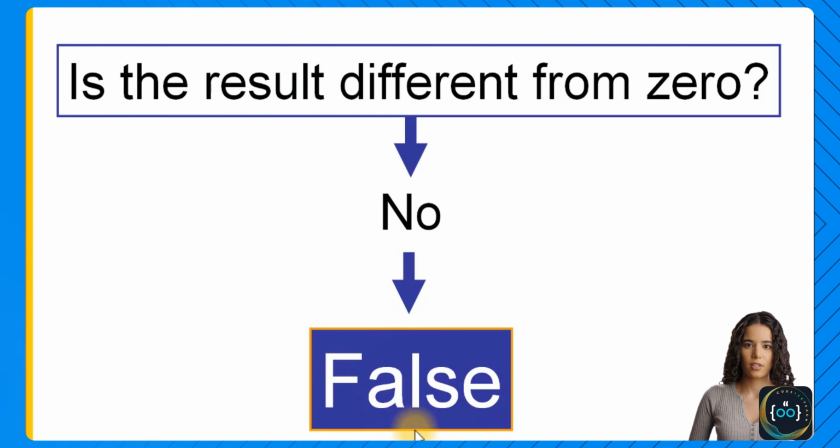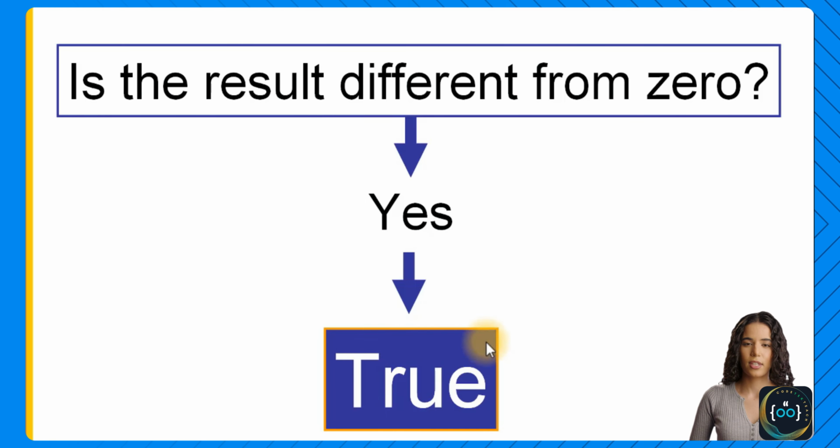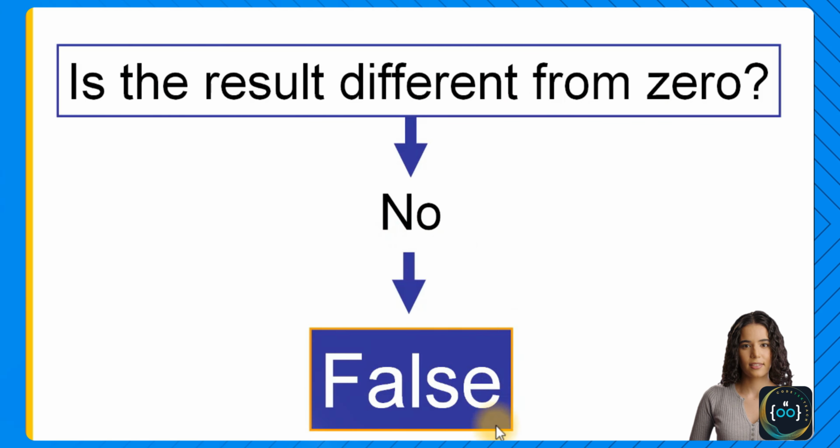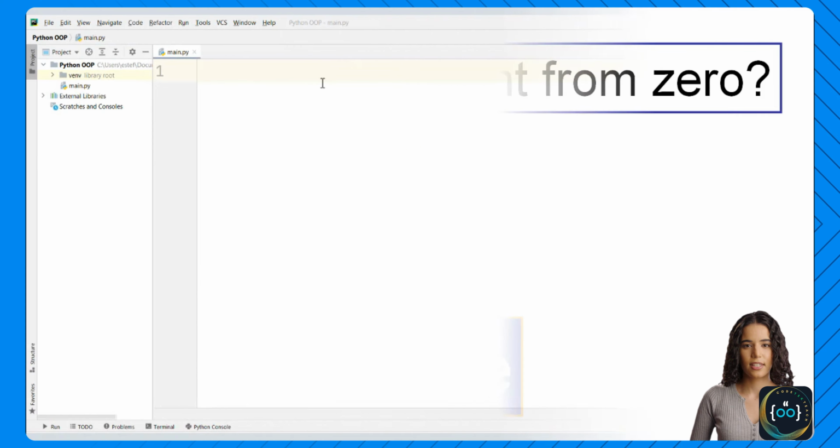This is just like when we use empty list or non-empty list. An empty list is false, like in this case, and a non-empty list is true. If the length is different from 0, it's true. If the length is equal to 0, then it is false.